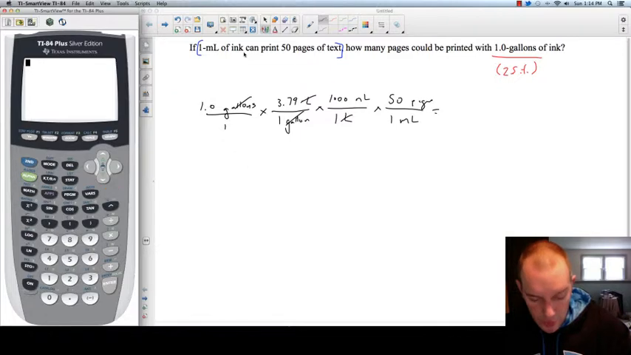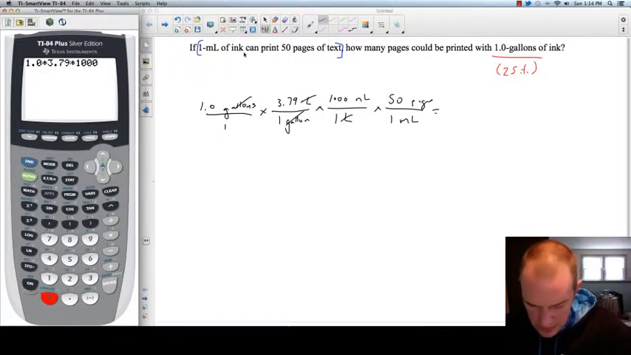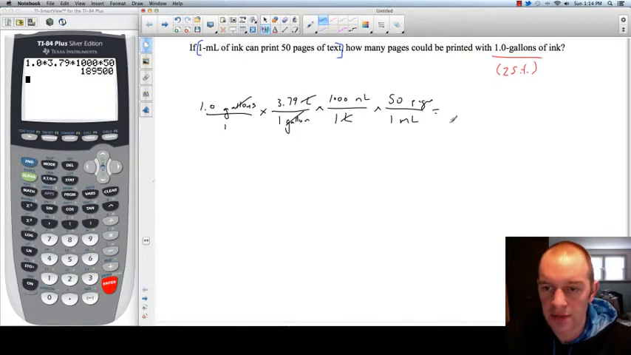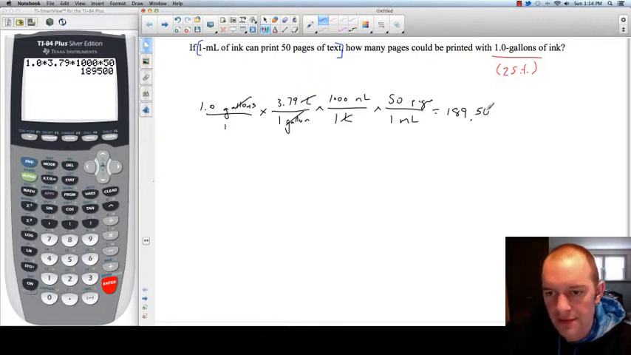So what we're left with is 1.0 times 3.79 times 1,000 times 50. We can see that it works out to be 189,500. So for now, let's go ahead and write that whole unit down. We got 189,500 pages. But like I said, we only want to have two significant figures.